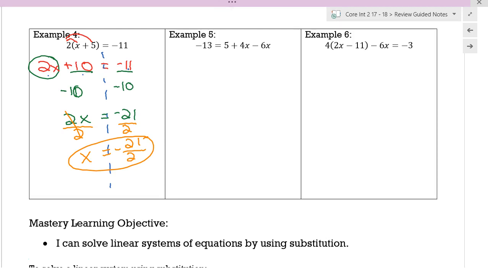All right, example 5. This one has no parentheses, so it's not going to be distributing anything. But if you look, right, negative 13, only term on that side. On the other side, I have a 4x and a negative 6x. Those are like terms. I have to combine those first. 4 minus 6 is negative 2x.